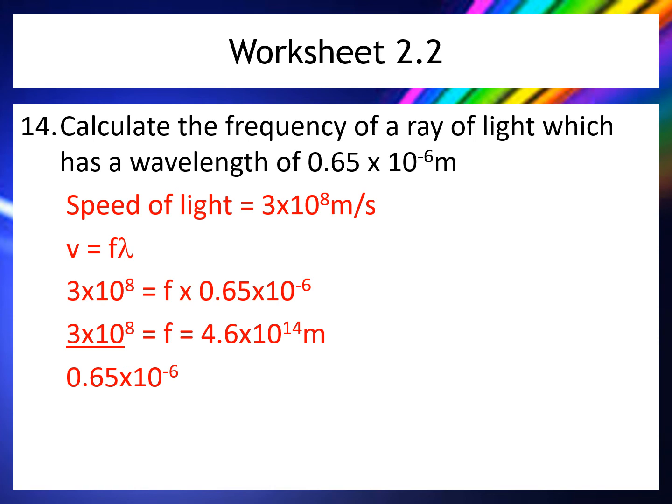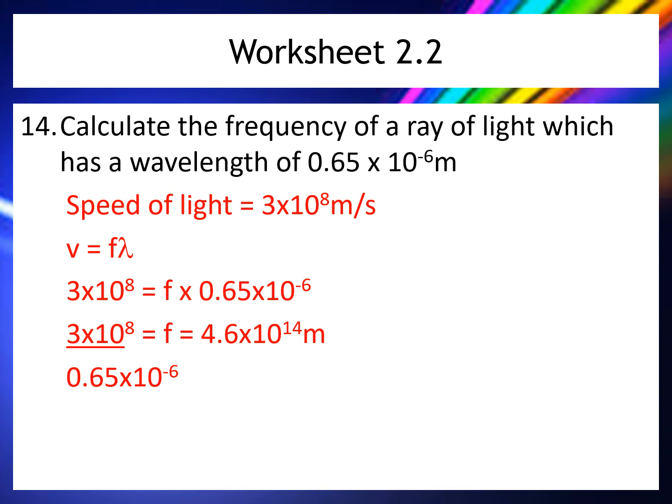So if we do know the speed of the wave and we do know its wavelength, then we can calculate its frequency using v equals f lambda. And again, I put the numbers in under the equation. This is where you need to be able to use your standard form from maths.